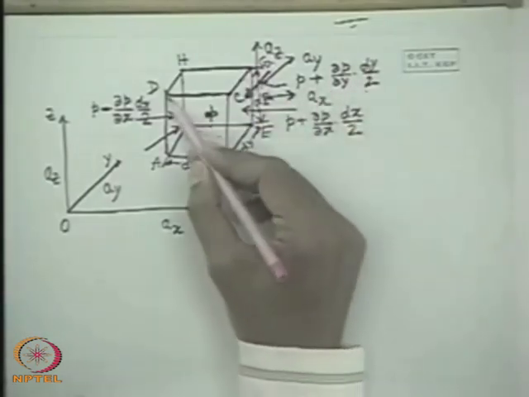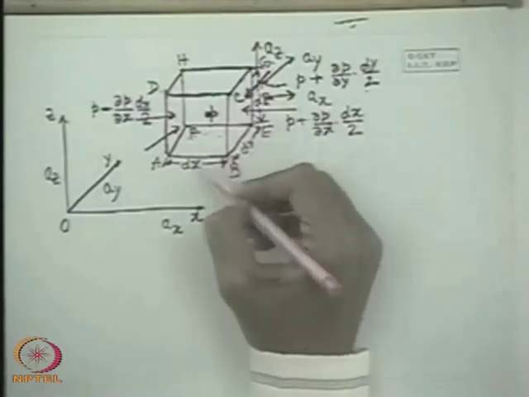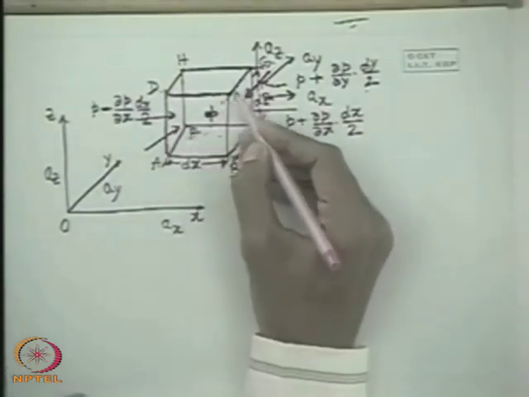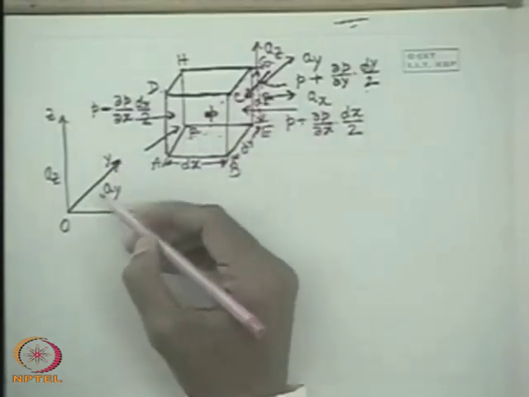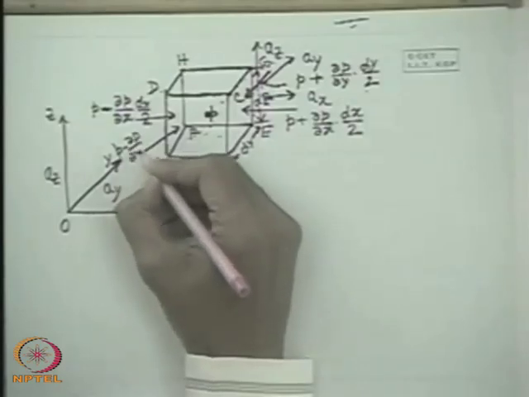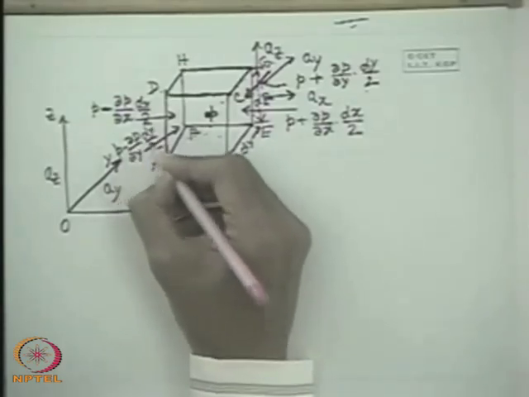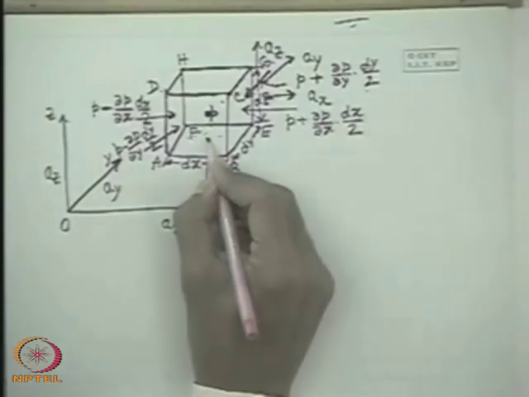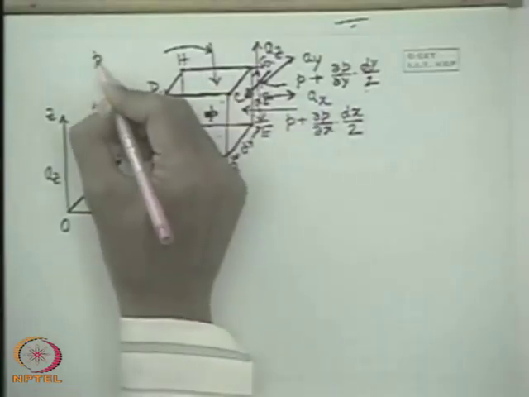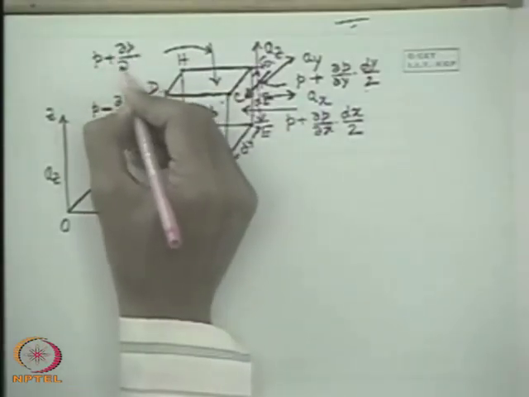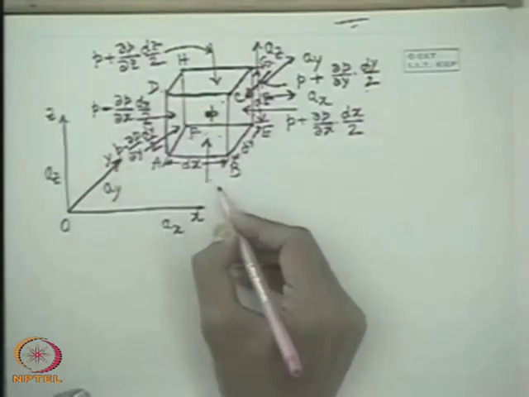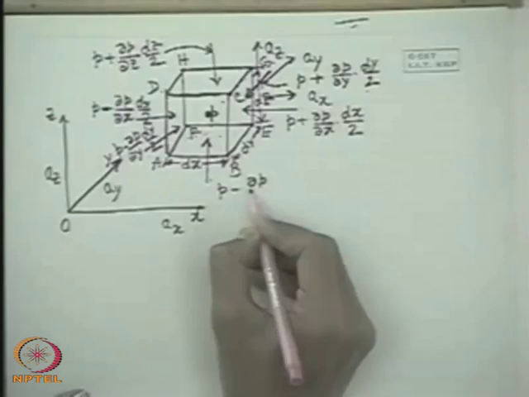So it is increased. Similarly, the front plane, ABCD, which is displaced from P by minus dy by 2, that means in the opposite direction of the positive y direction. So mathematically this will be P minus del P del y into dy by 2. Similarly, the pressure at these planes will be P plus del P del z into dz by 2. Similarly, the pressure here will be P minus del P del z.